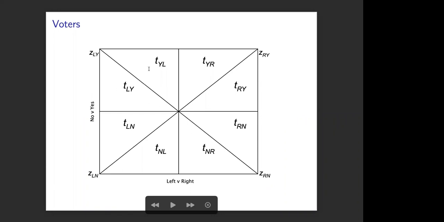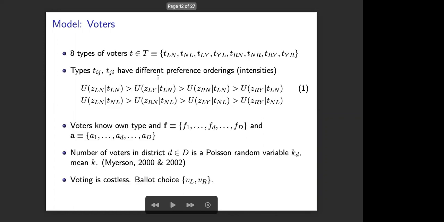And so you can see a type YL and a type LY are different only in that they have different intensity of preferences, right? Both of them like YL better than everything else, but they differ in what their second favorite thing is, okay? And so that's just saying the same thing I've shown you graphically, right? There's 8 types of voters. That's their preferences, which I think are easier to see graphically, which is why I showed them like that.